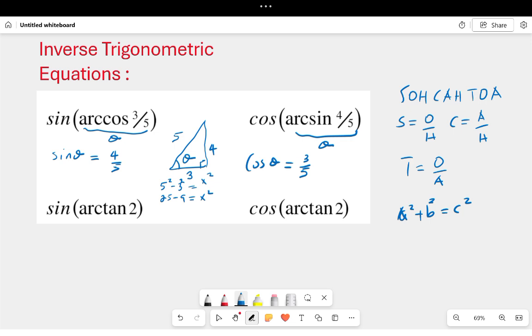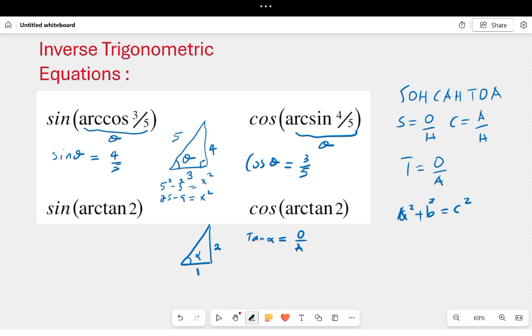Now, to solve the next two questions, we are going to come up with another triangle. In this case, still a right angle triangle, and let's say it has angle alpha. And we know tan alpha will be equal to the opposite divided by the adjacent. So if we talk about arctan, opposite divided by adjacent is going to give us alpha. So arctan 2 means opposite is going to be 2, the adjacent is going to be 1.